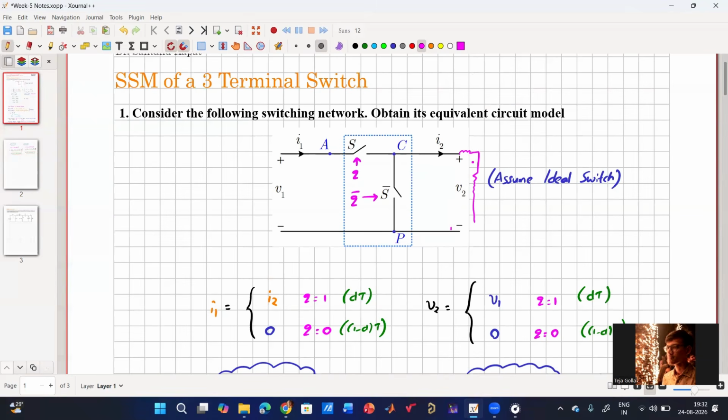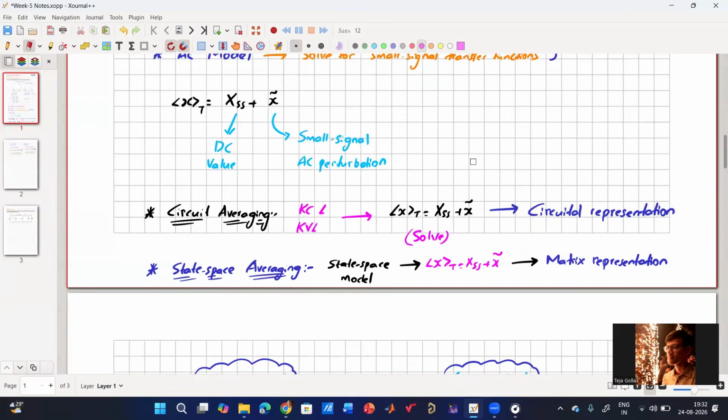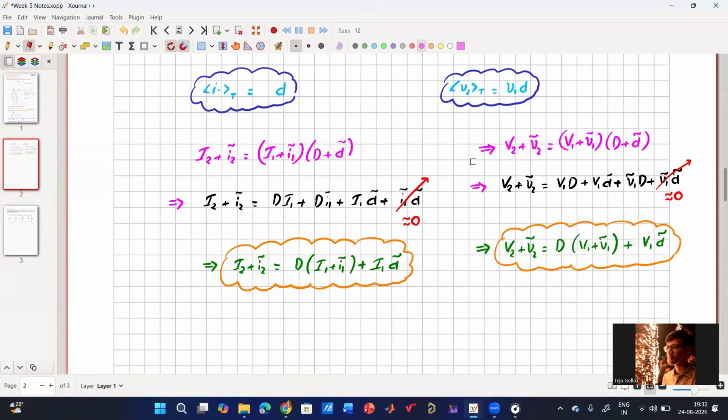Yeah, like a buck converter. That's what I also got confused about, but I found that mistake. So sorry about that. I'll just quickly replace this. So this is I1 equal to I2 into D.